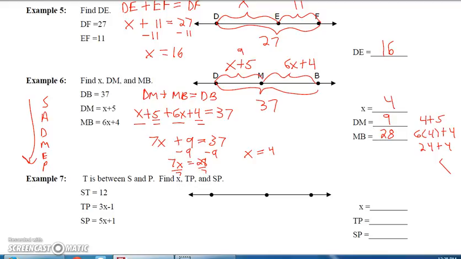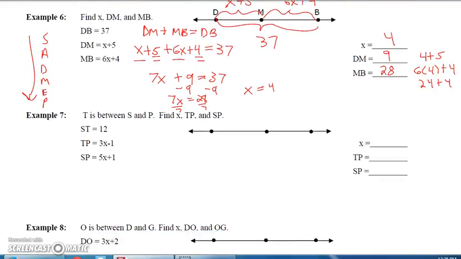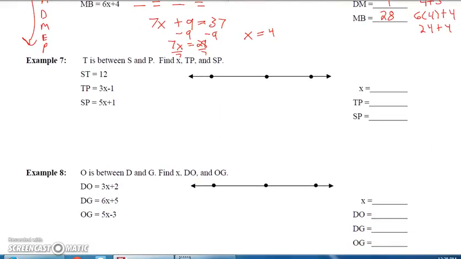Alright? Now let's try another one here. What I want you to do for number 7 is label everything and do the work on your own. Pause the video now, label everything, do all the work on your own, get the answers, fill them out here, and then unpause it and check with mine and see if you got those. So go ahead and pause now and complete example 7 on your own.